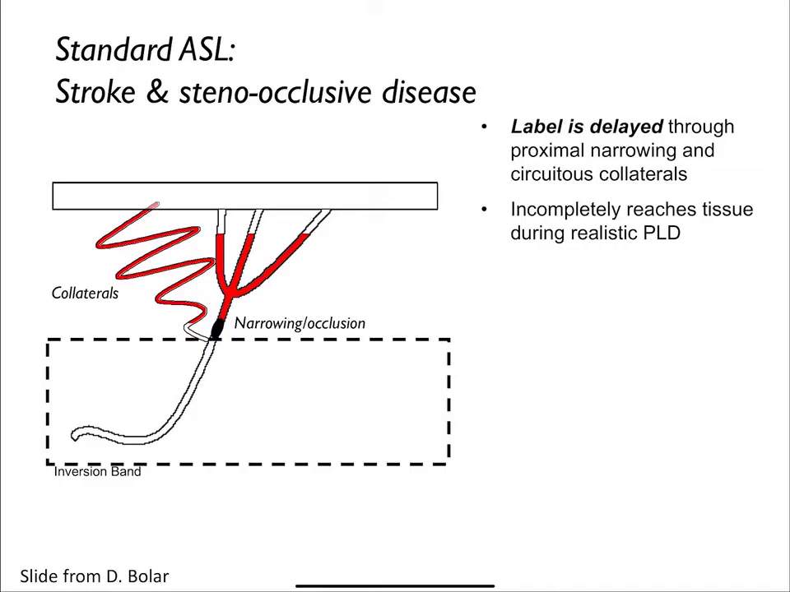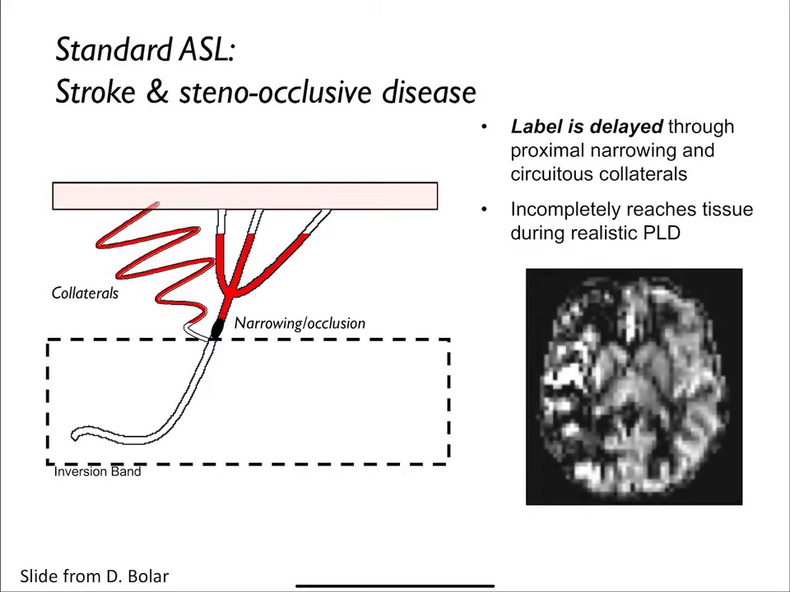The problem is we can't wait too long for the blood to get there, because the signal is dying away with the T1 of blood, a time constant of 1.6 seconds. So if it takes the blood 8 seconds to get there, we have no chance of ever seeing it, because our signal will have died away with conventional ASL.